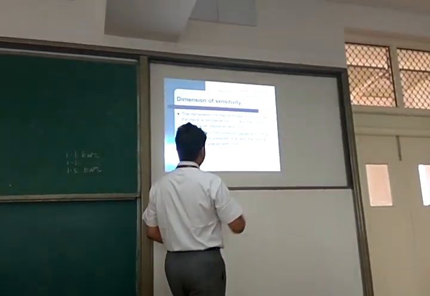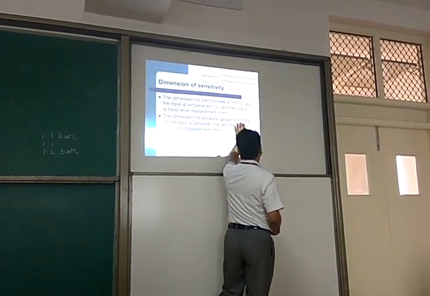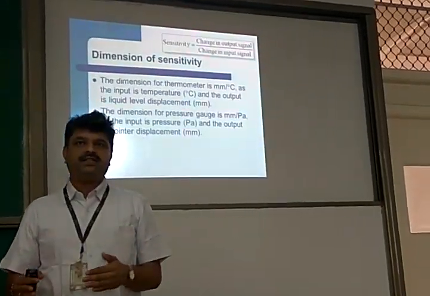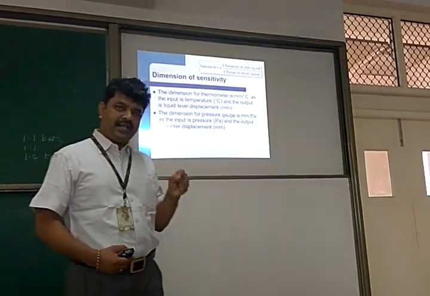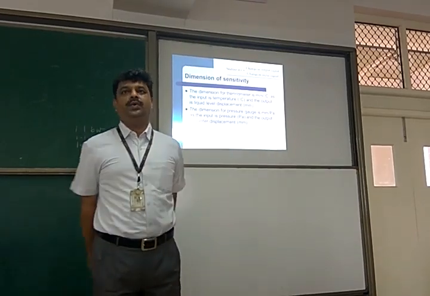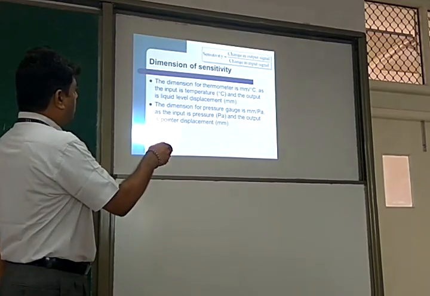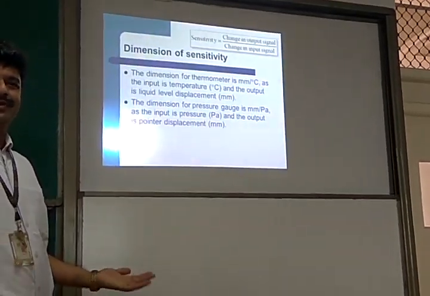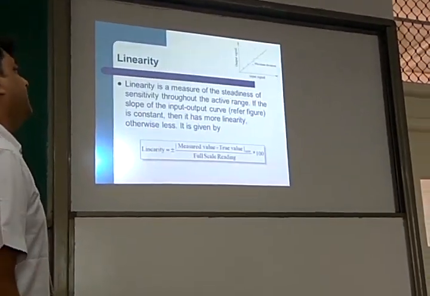Similarly, if there is a pressure gauge, the sensitivity will be mm per pascal. So much mm displacement for 1 pascal pressure, something like that. So the unit of the output parameter divided by the unit of the input parameter will give you the unit of sensitivity. Initially, even I thought both are the same, output signal by input signal, so there is no unit. But because the units are different, you cannot ignore them. Okay? Fine.